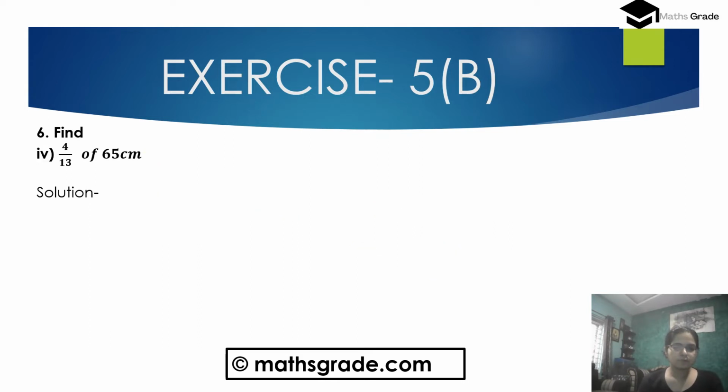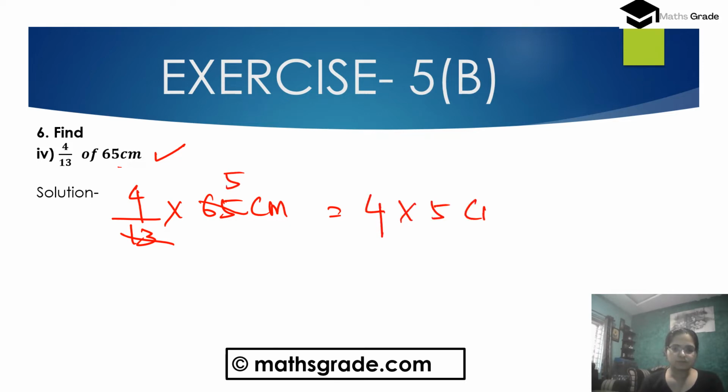Now question number 4 bit. We have to find the value of 4 divided by 13 of 65 centimeters. We have to multiply 4 divided by 13 with 65 centimeters. So we have to divide 65 with 13. In the table of 13, if we multiply 13 with 5, we get 65. So multiply 4 with 5 centimeters. And 4 multiplied with 5 is 20 centimeters. So value of 4 divided by 13 of 65 centimeters is 20 centimeters.